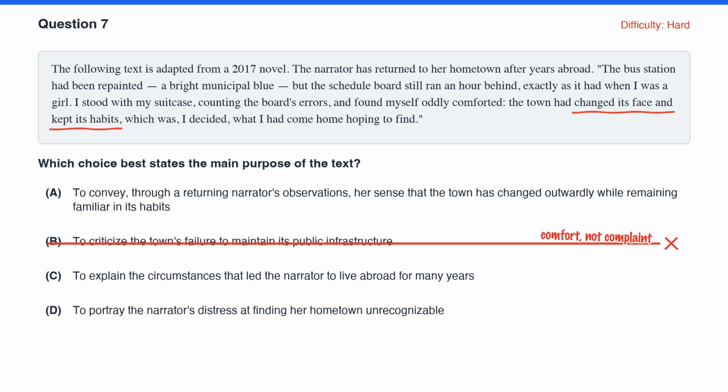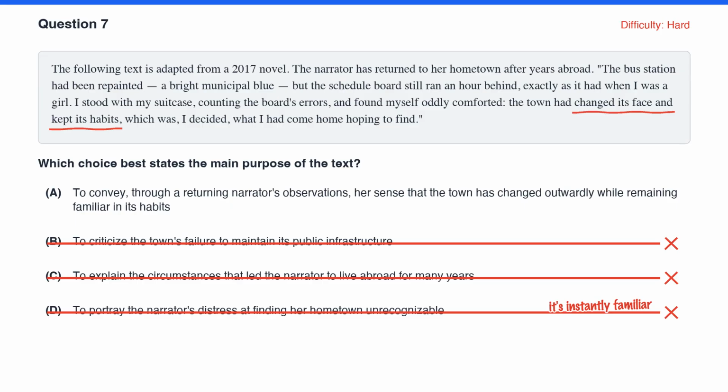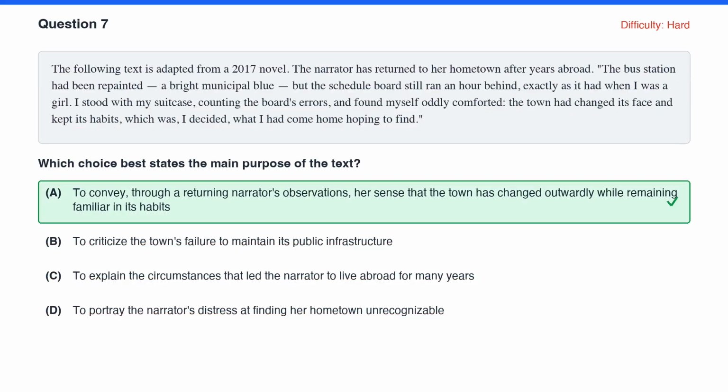C explains why she lived abroad. The text never tells us that. That one's gone. D claims she's distressed, her hometown unrecognizable, but it's instantly familiar. Strike that too. That leaves A. A nails it. Every detail pairs change with constancy. New face, same old habits, and that reconciliation is exactly what she came home hoping to find. Takeaway, on purpose questions match the answer to the passage's whole arc, not one stray detail.